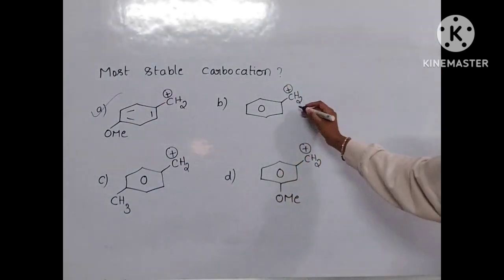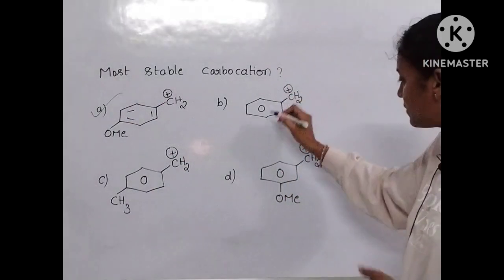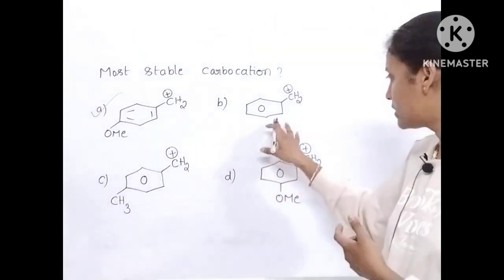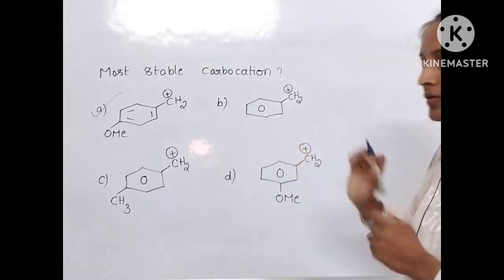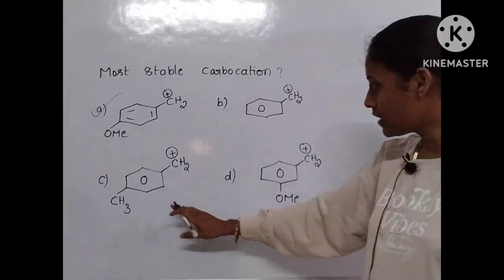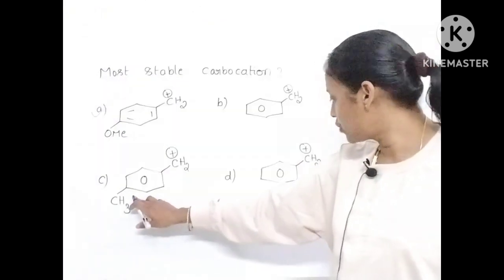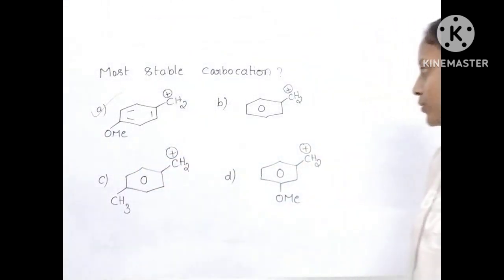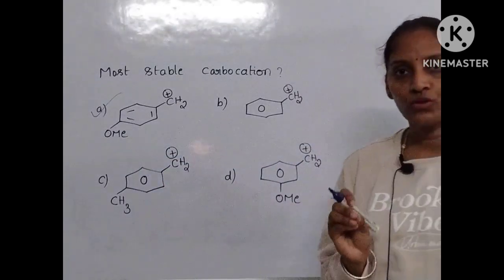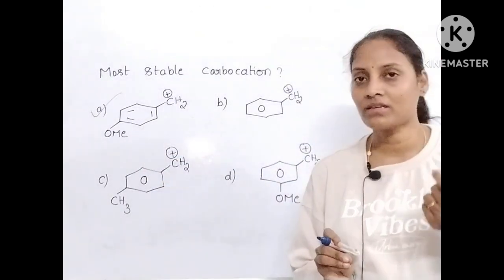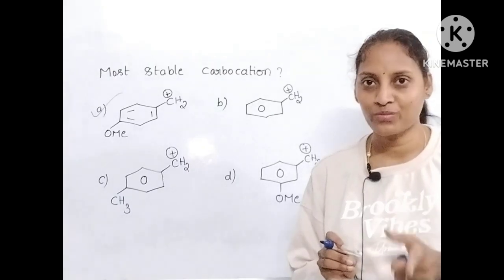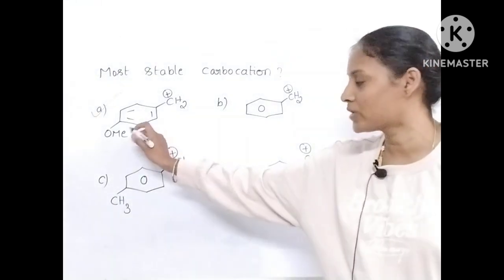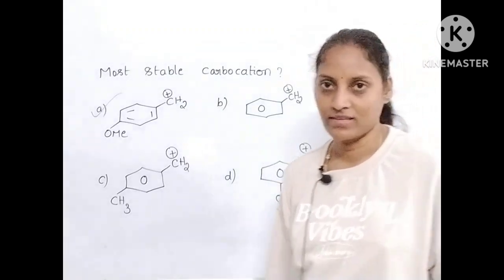But if you check this one, it is going to be destabilized more, because this is attached to the benzene ring. Here also, this is an electron donating group, and this is also an electron donating group, but the electron donating group present at the para position to the carbocation would be the stable one. So that is the reason this one is your answer.